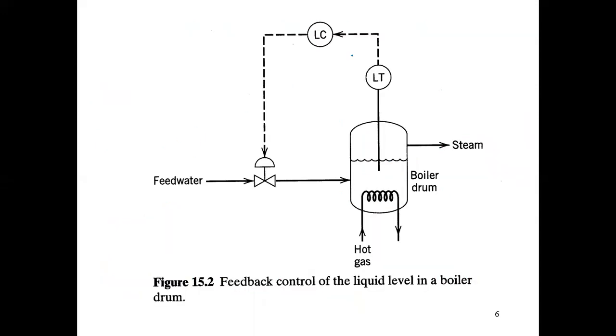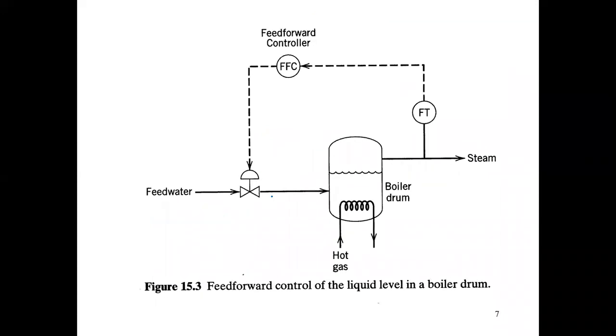now continuing with a few more examples. This is an example of liquid level in a boiler, where we have a feedback control here, simple feedback control. We are measuring the level here, and then this level goes to the controller, and the controller is manipulating the feed water by changing the value of the valve. Okay. Now this is an example of the feed forward control of the same boiler drum level.